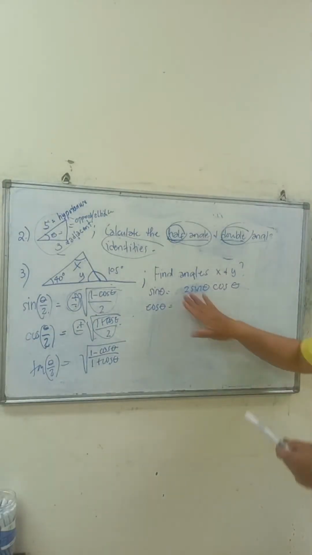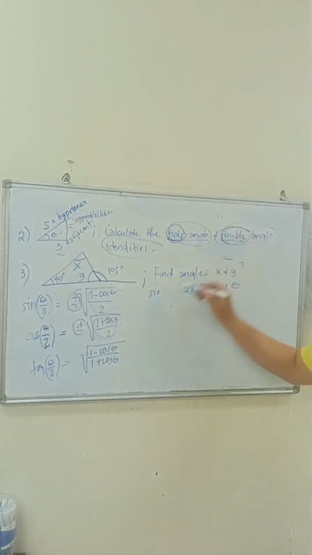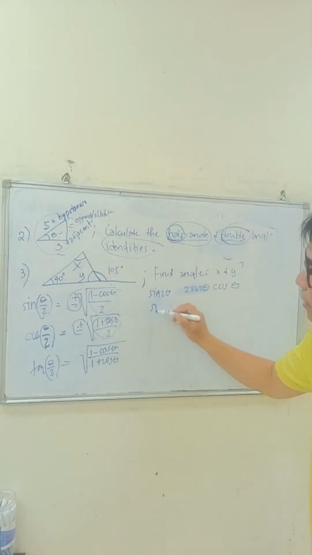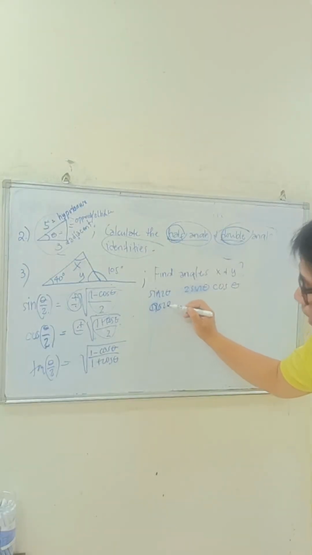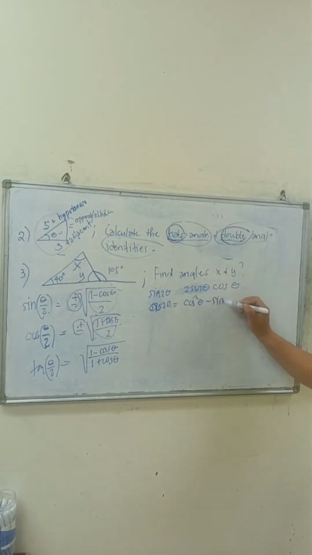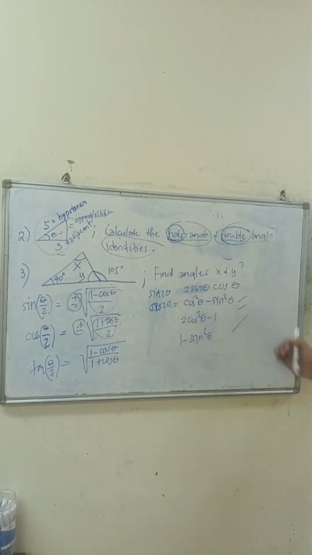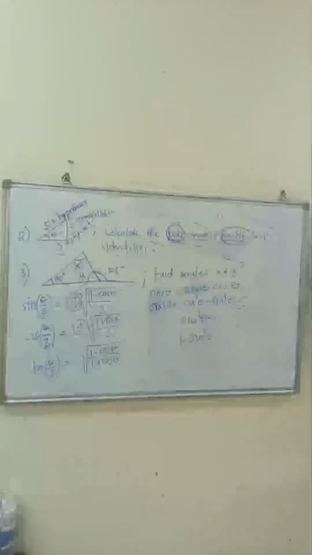So, sine 2 theta, cosine 2 theta. Okay, double angle. Cosine 2 theta will become cosine squared theta minus sine squared theta. Another equation: 2 cosine squared theta minus 1. Another equation: 1 minus 2 sine squared theta. You memorize these 3 completely without choosing. That's only my recommendation and suggestion. If you don't want to, then that's your choice.